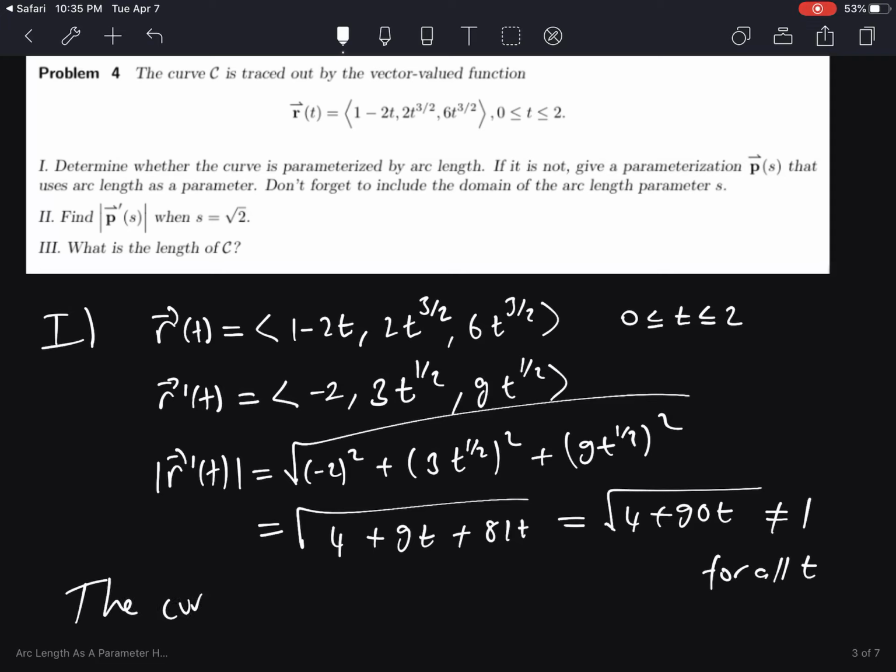So the curve is not parameterized by arc length. So what do we do? Now we have to parameterize this curve by arc length, because this is what we are asked to do. And how do we do that? In order to parameterize by arc length, we first need to find the arc length function as a function of t. So let's find that. Let's call it s.